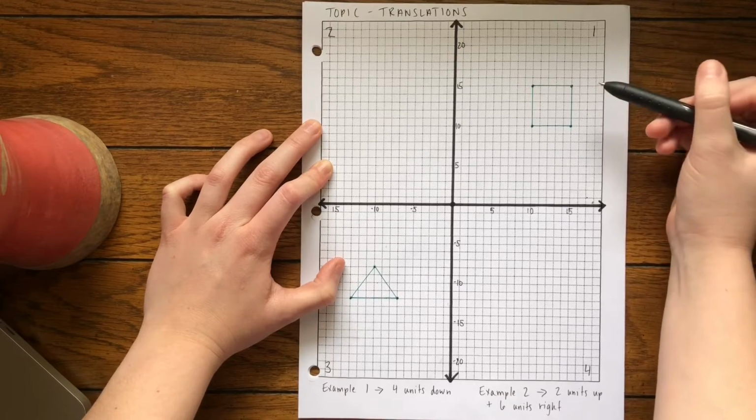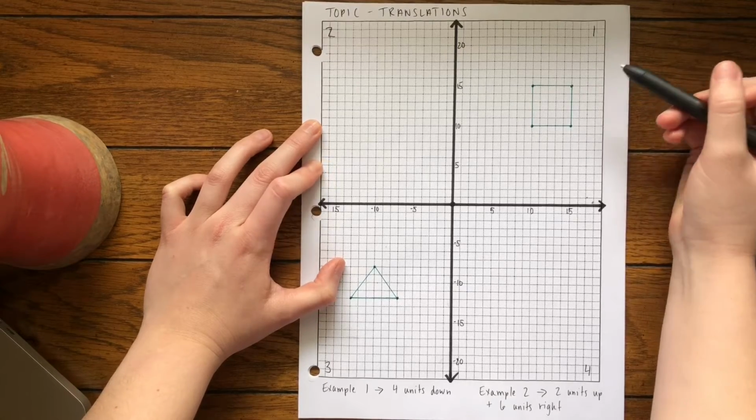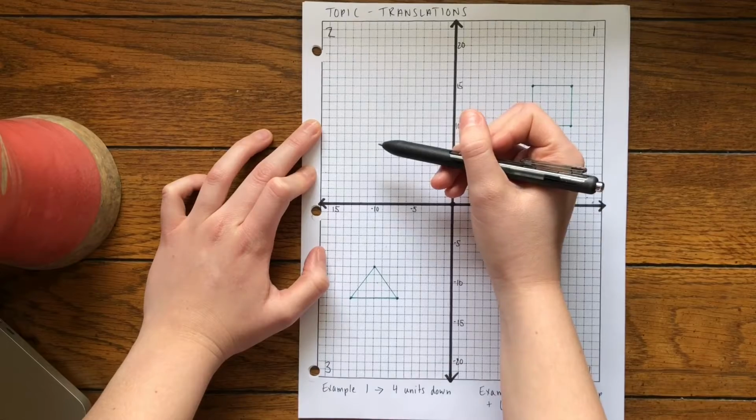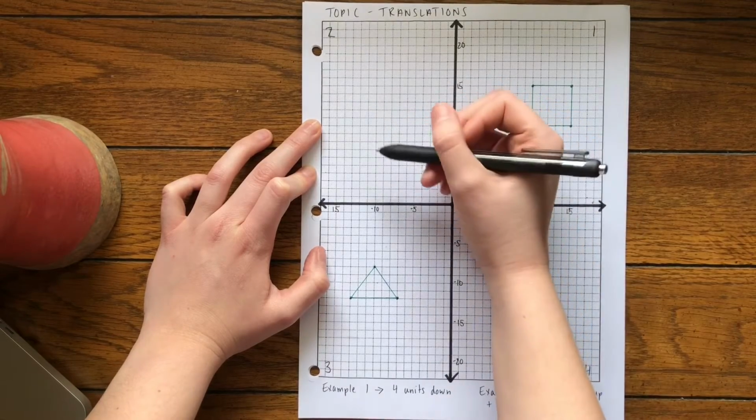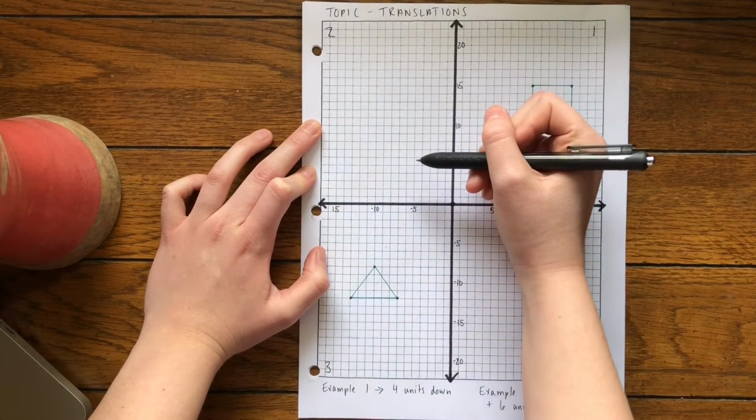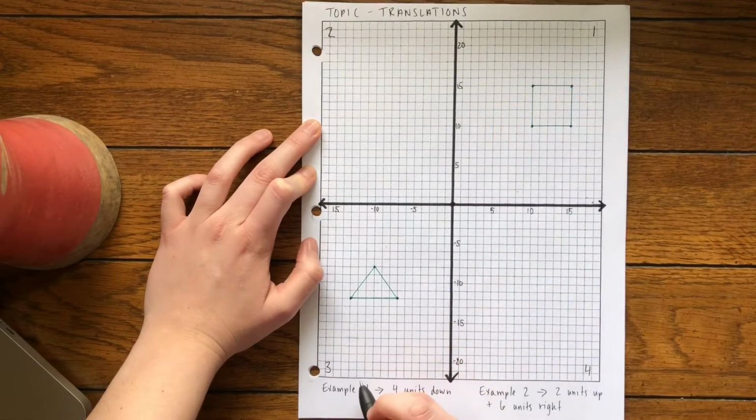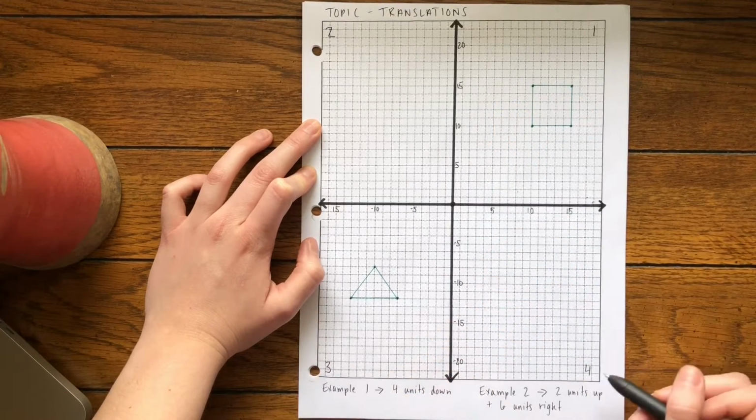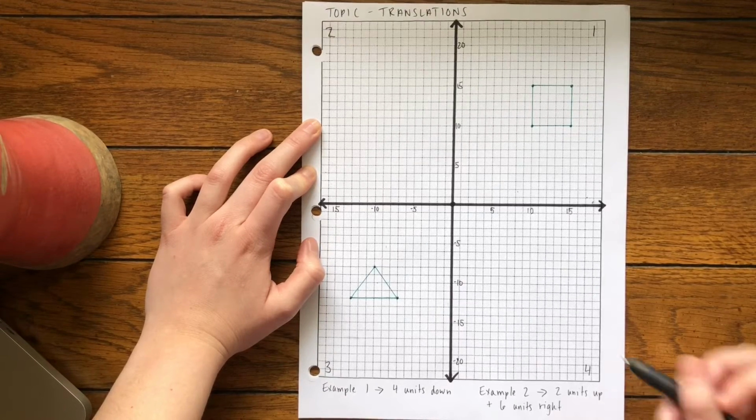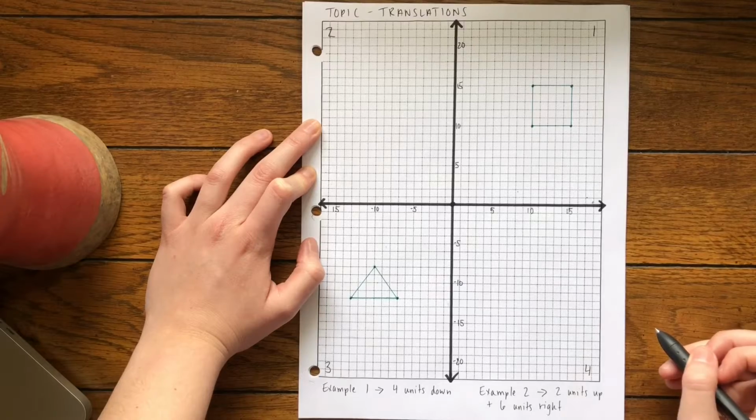Everything in quadrant 1 is going to be positive. In quadrant 2, the y-axis is going to be positive and the x-axis is going to be negative. In quadrant 3, both axes are going to be negative. And in quadrant 4, you have the x-axis, which is positive, and then the y-axis, which is going to be negative.